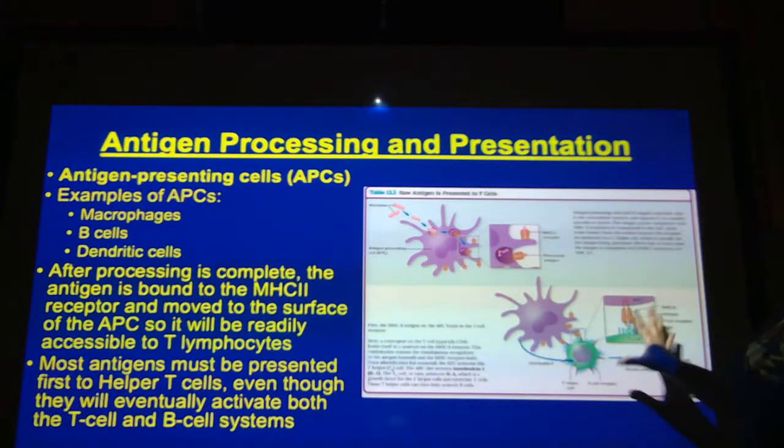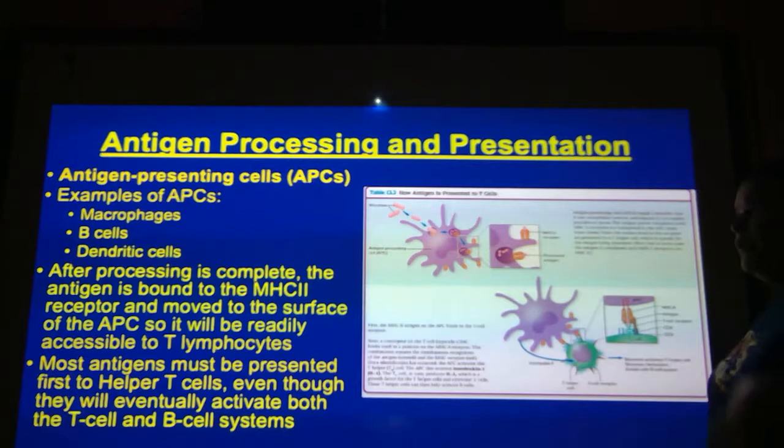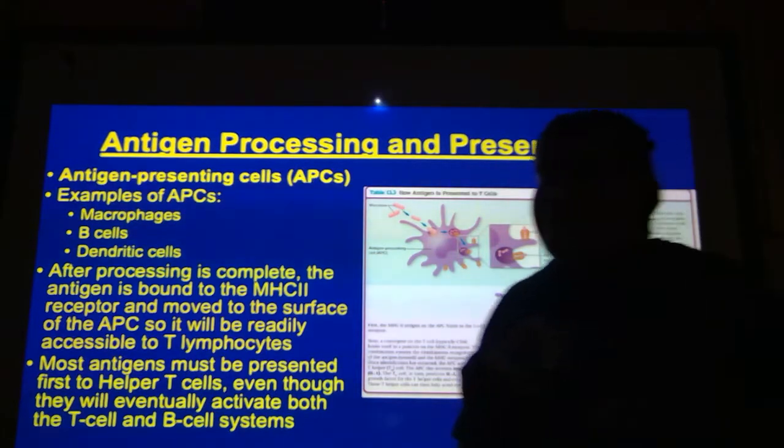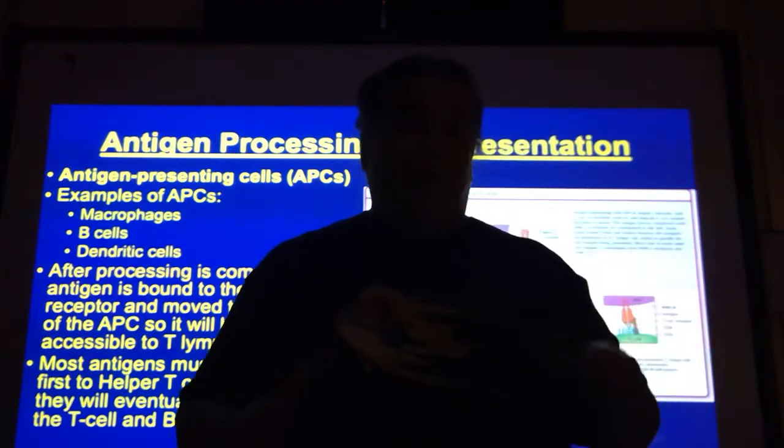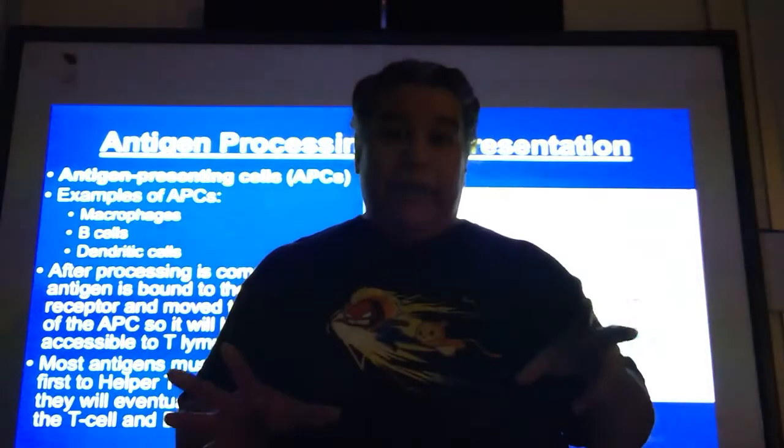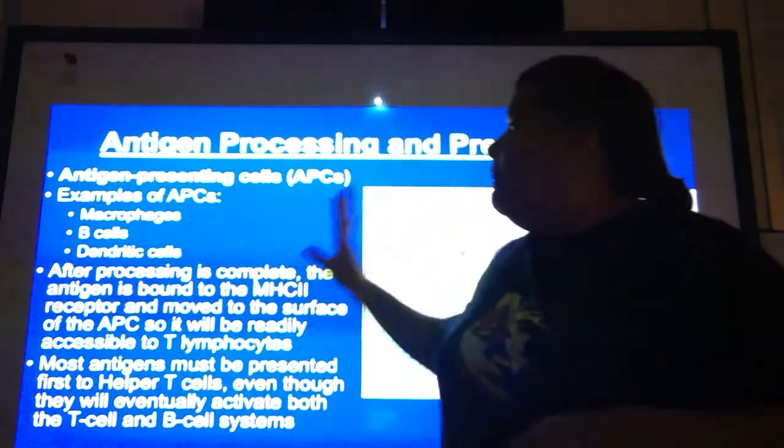So let's look at it in more detail. The antigen presenting cells, what are they? They can be macrophages, they can be B cells, and they can be dendritic cells. B cells technically are phagocytes, and I'll explain better when we get to the B cells.